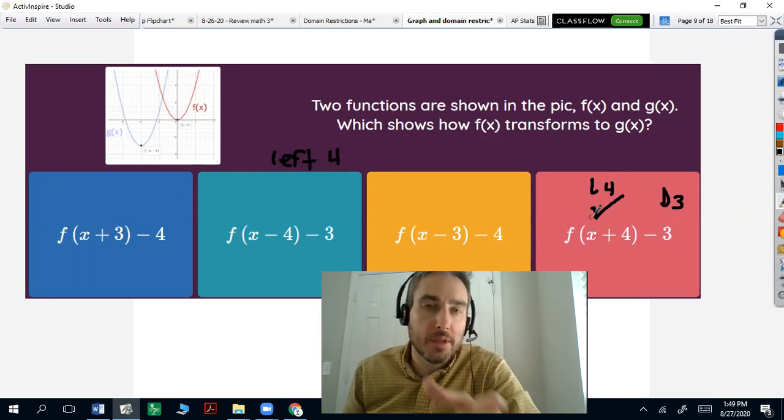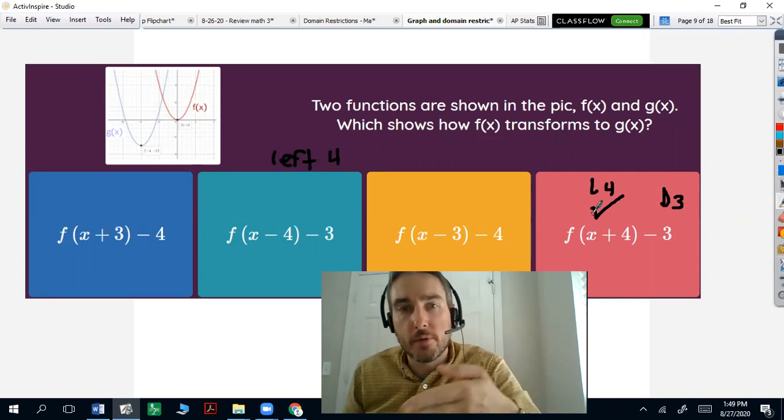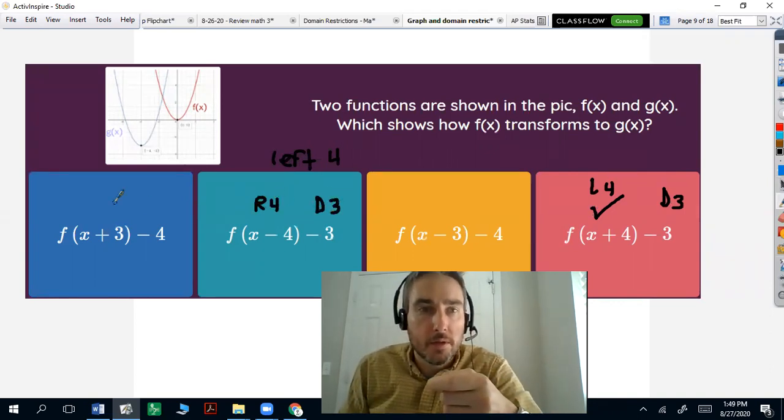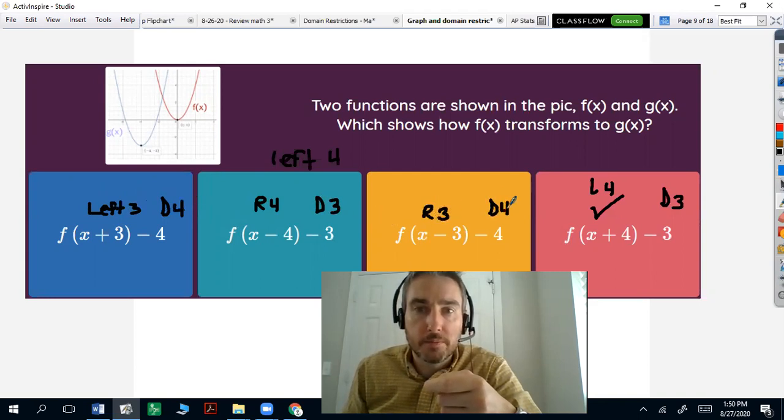So left and right are always the opposite signs of what you see on the coordinate plane. If it's going right 4, it's going to be minus 4. That would be right 4 and down 3. This would be left 3 and down 4. And this would be right 3 and down 4. So this is the one you want to pick because it's left 4 and down 3.